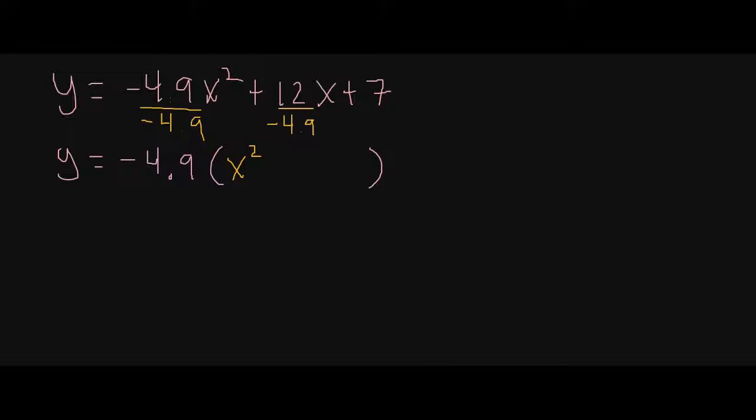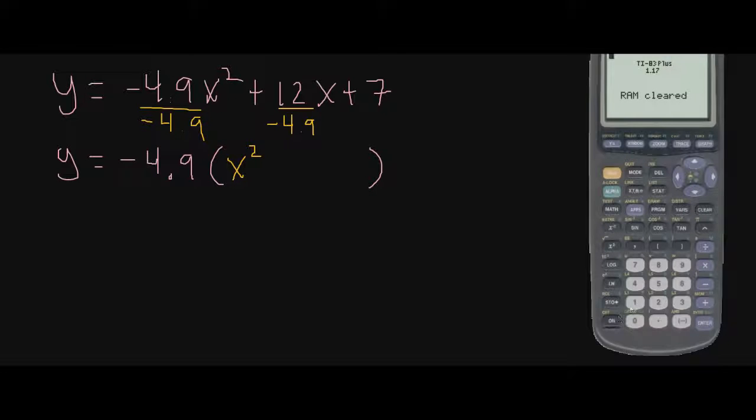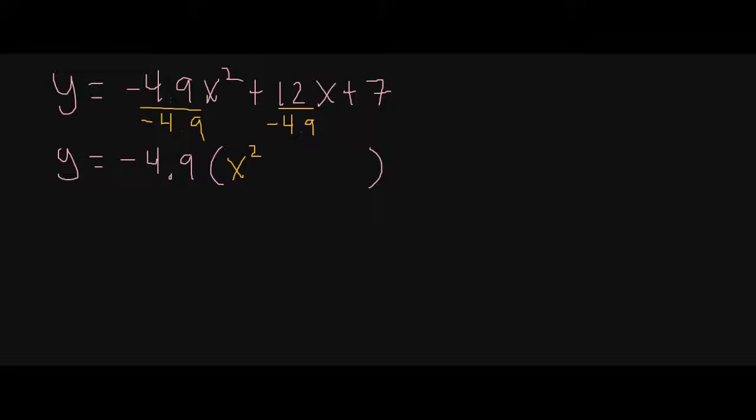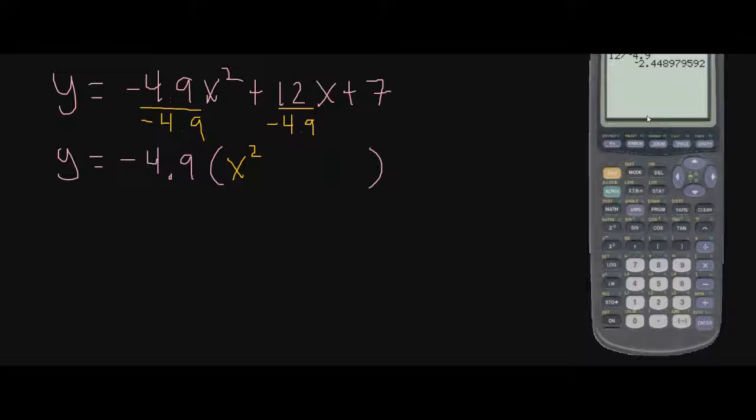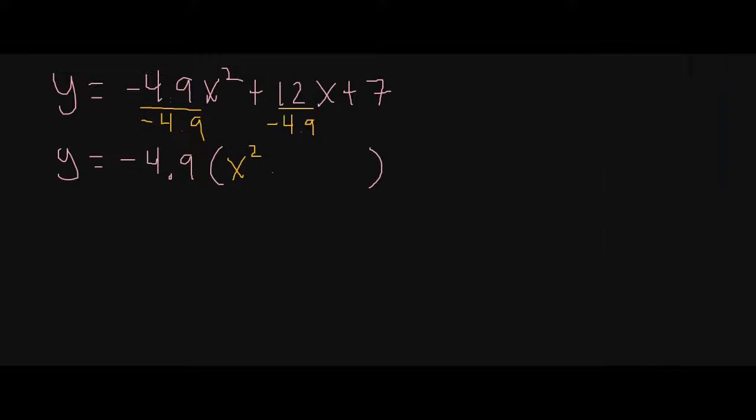So if I go ahead and do that, this is what I need in my calculator: 12 divided by negative 4.9 gives me, oh, it's going to be a terrible number, negative 2.45. Okay. And then we have the x. And then we still have this plus 7 on the outside here.